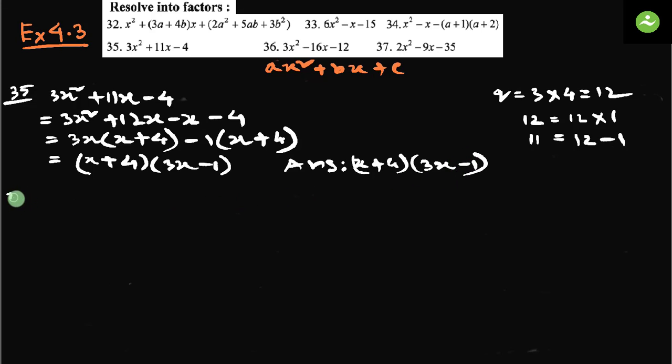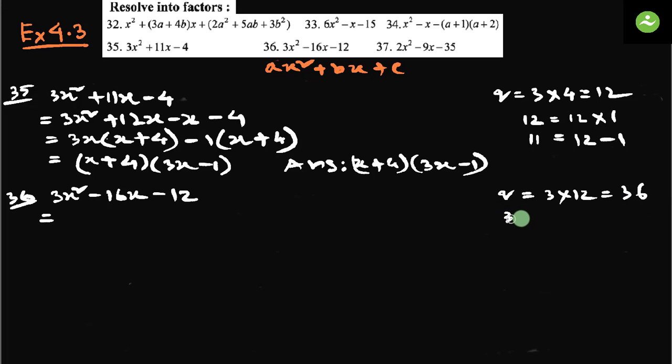Now 36. 3x square minus 16x minus 12. Equals, what is the value of q? 3 into 12. So q is 3 into 12 equals 36. Now we have to select two factors so that the product is 36 and the sum is minus 16.